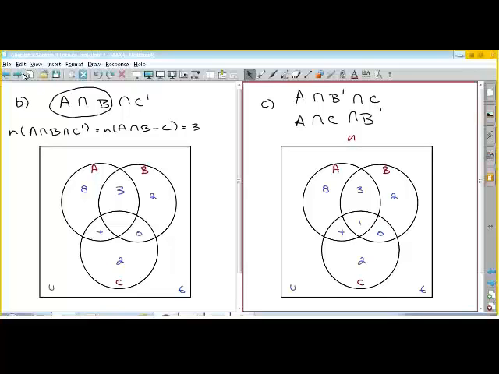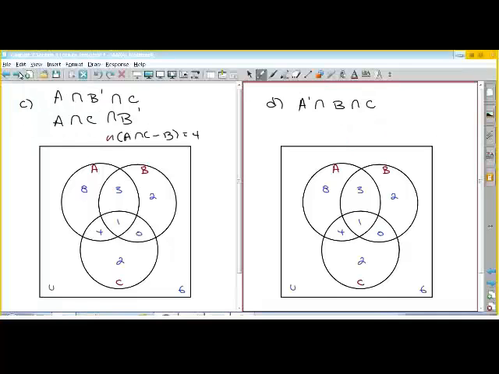And the answer is 4. Exactly. So what she did is she found this intersection, removed the one that's in circle B, which left this one right here. So the answer, the cardinal number of A intersects C minus B, is 4.